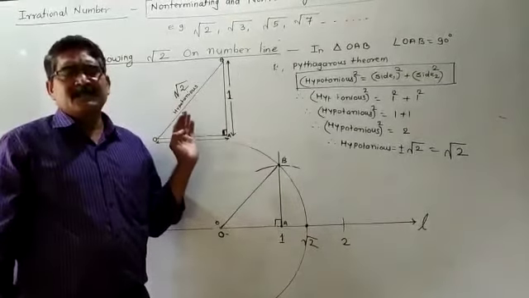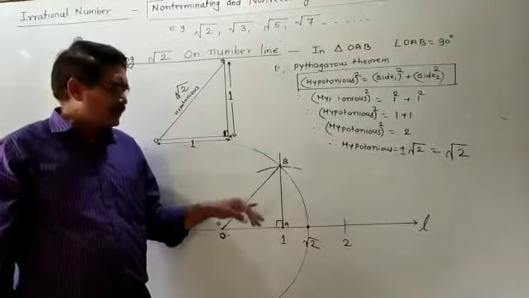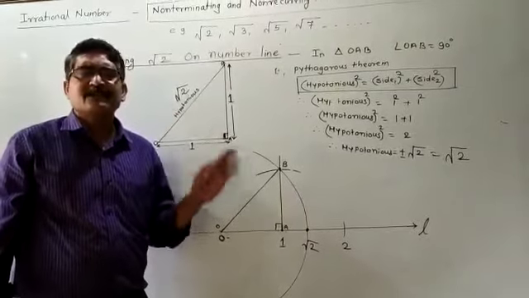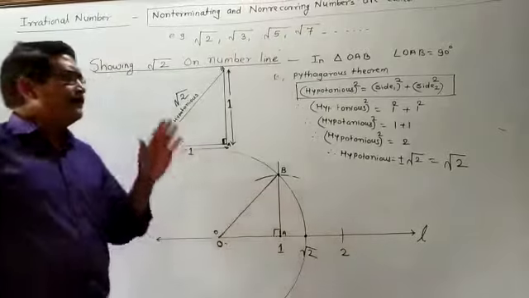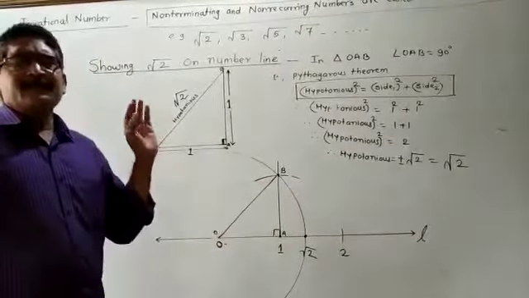After, in the next lecture, I will show that how you have to show the square root of 3, square root of 5, square root of 7 on the number line. I think you understand these things. You have to try to understand each and everything carefully.